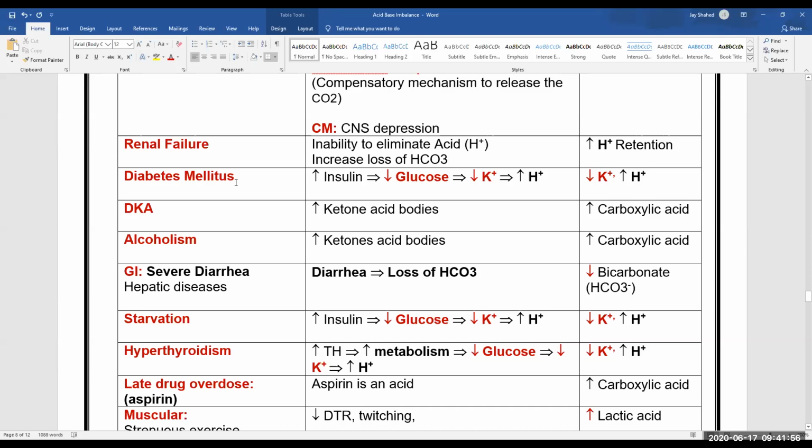Now, diabetes mellitus, here's the story. I talked about it before, but let me mention it again. With diabetes mellitus, eventually, you're trying to get the insulin to increase, okay? Either taking insulin or your body's trying to increase the amount of insulin so you can balance the glucose.